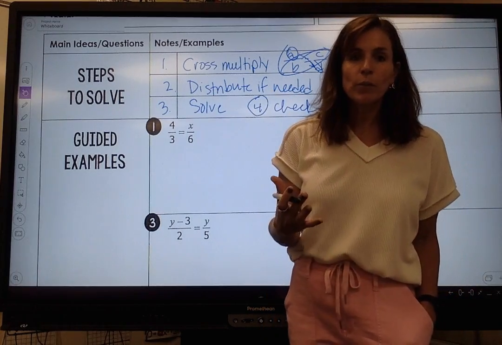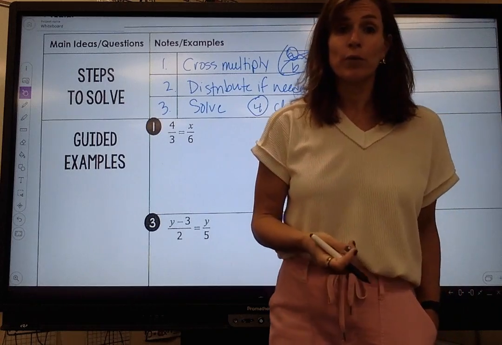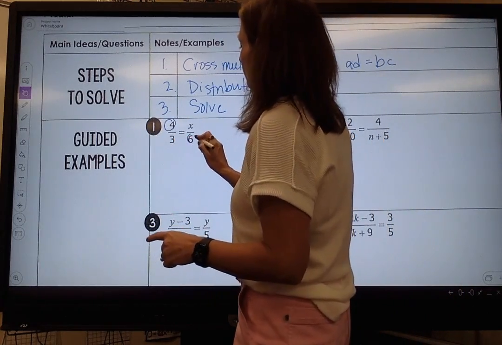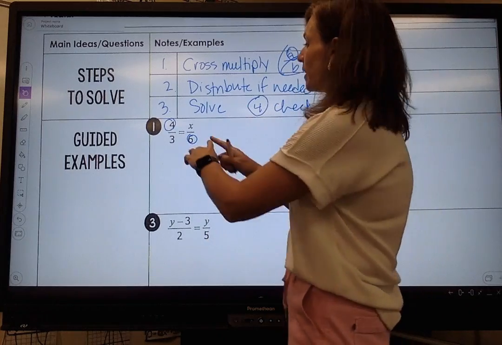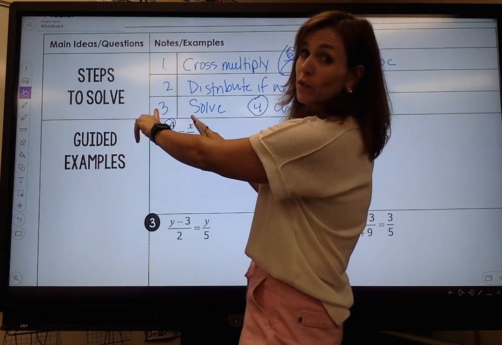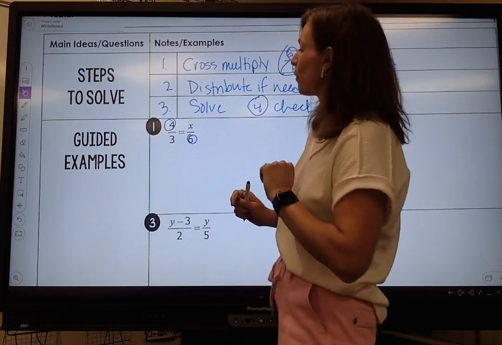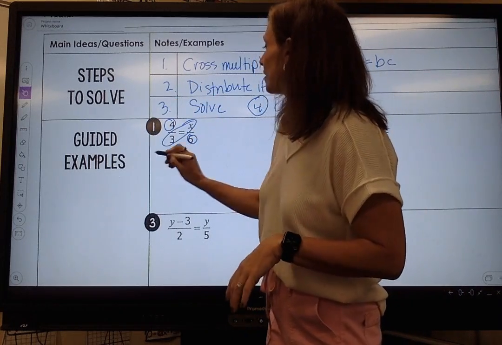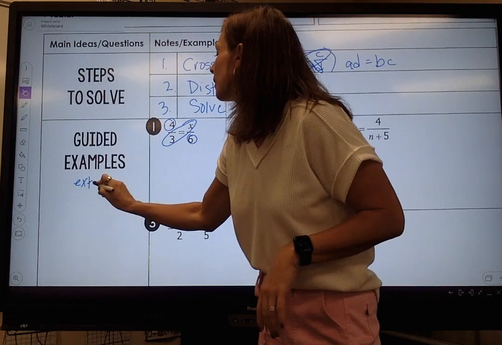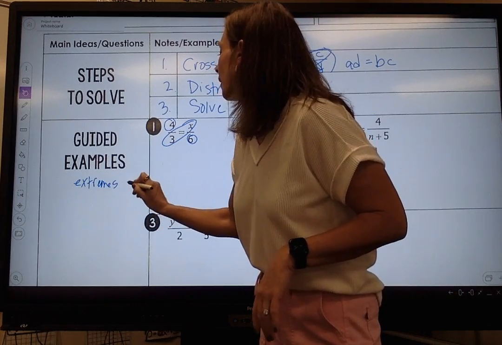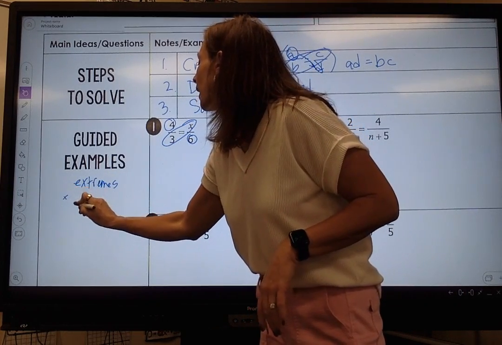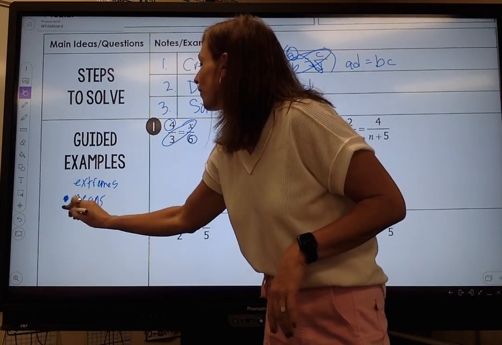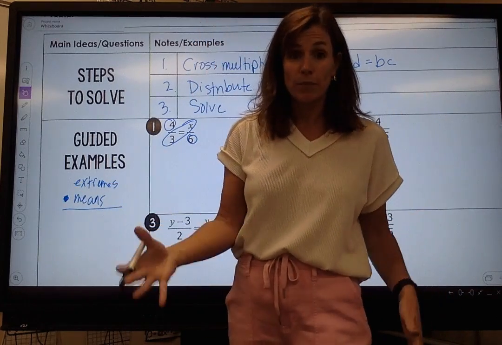Okay, if you look at number 1, just some vocabulary for you. 4 and 6 are called extremes. In geometry, you'll get to that term. The extremes are on the top left and the bottom right. They're far apart from each other. And the ones in the middle are called the means. So we're going to multiply our extremes times our means.